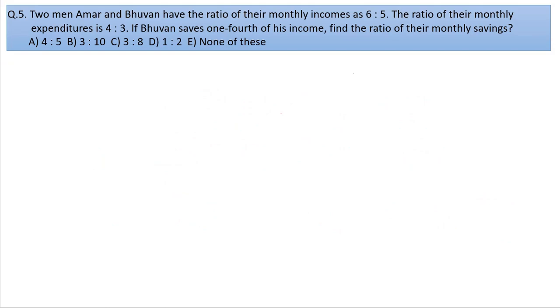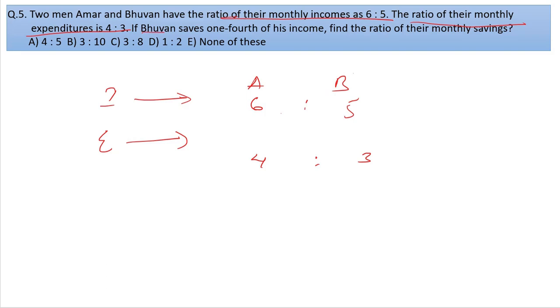Two men, Amar and Bhuvan, have the ratio of income 6 is to 5. So the income of Amar and Bhuvan will be 6 is to 5. And the ratio of their monthly expenditure is 4 is to 3. Bhuvan saved 1/4 of his income. Here, Bhuvan's saving is 1/4 of his income.